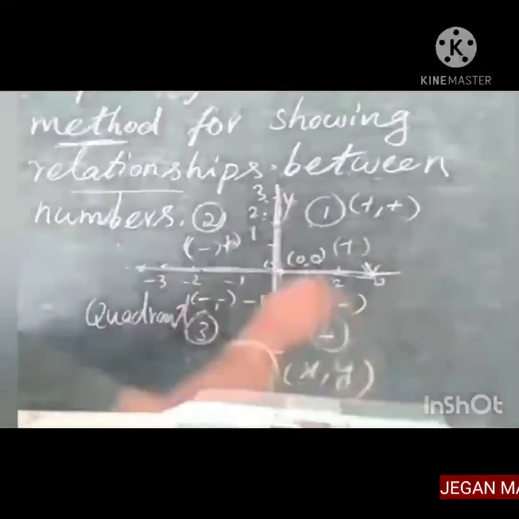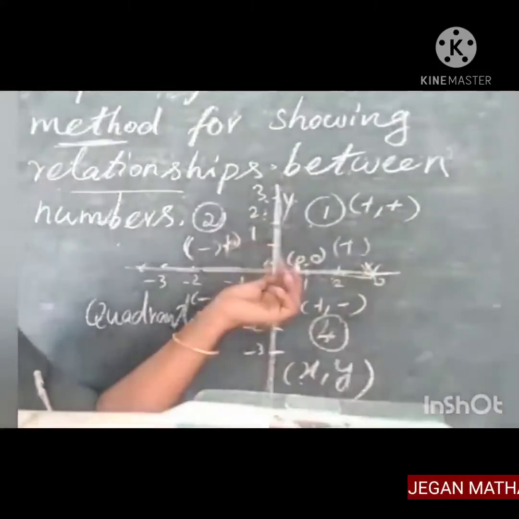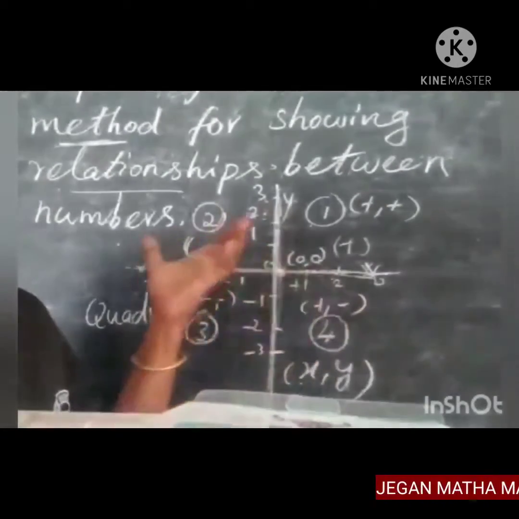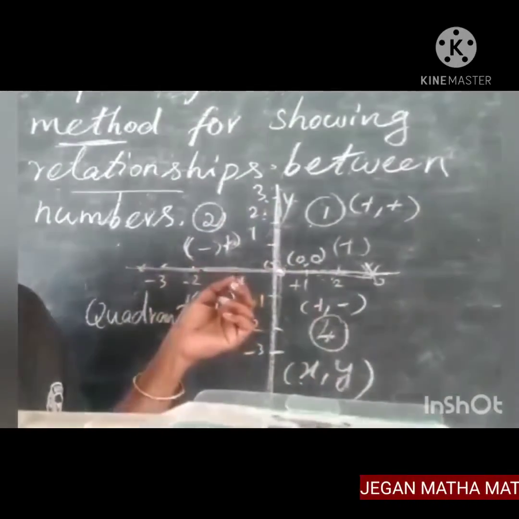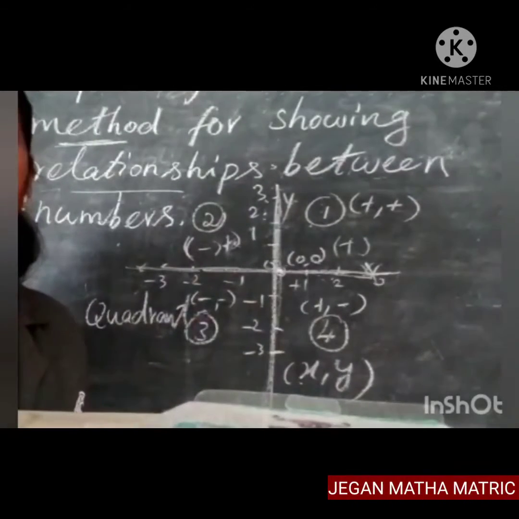Is it clear? In the middle is the origin, that is the starting point. Origin means starting point, so that is (0, 0). 0 is common for both the x-axis and y-axis. That's all. Now, how to mark the numbers? Let us see plotting the given numbers.